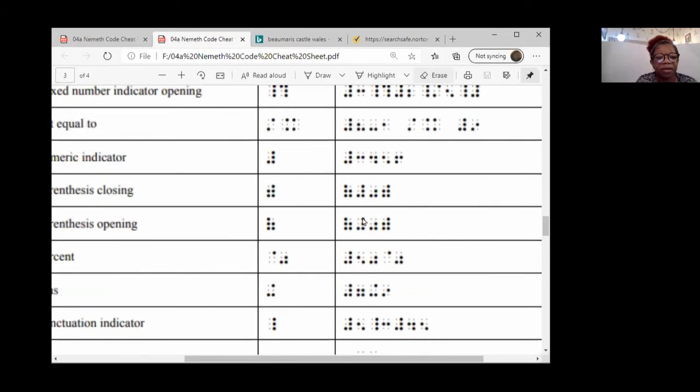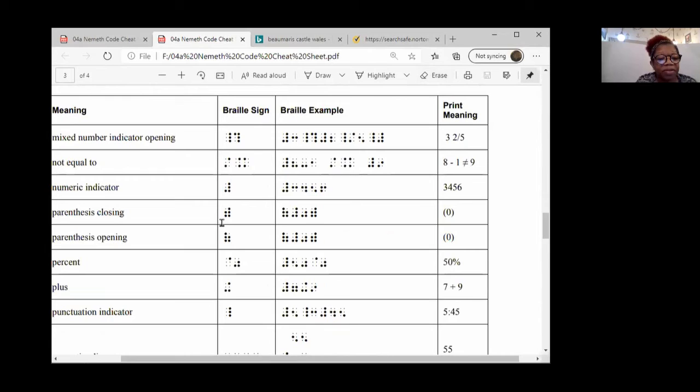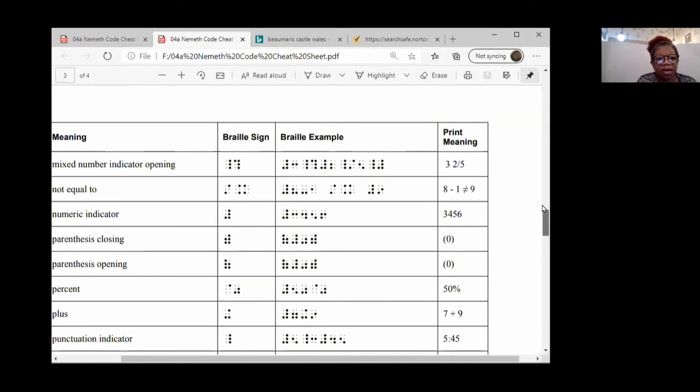Okay, and there's your parentheses. You know this. This is a review. Dots 1, 2, 3, 5, 6 is the opening, and 2, 3, 4, 5, 6 is the closing parentheses. Now, I'm reviewing this one again for a reason, because if we take the brackets and we add some extra dots.